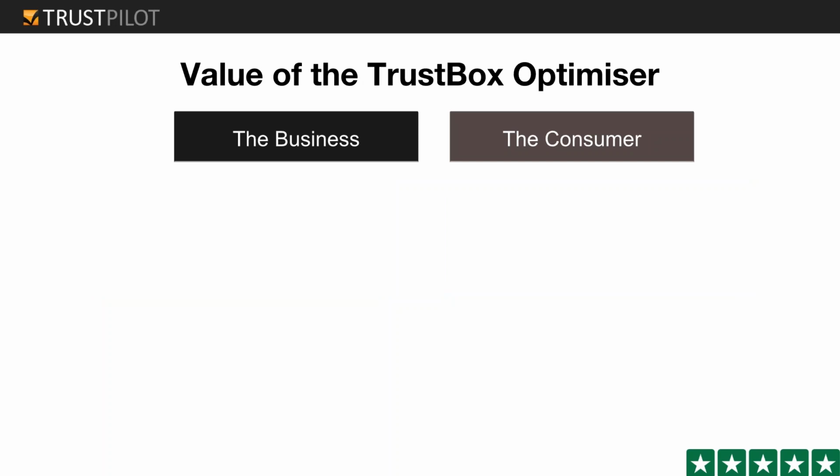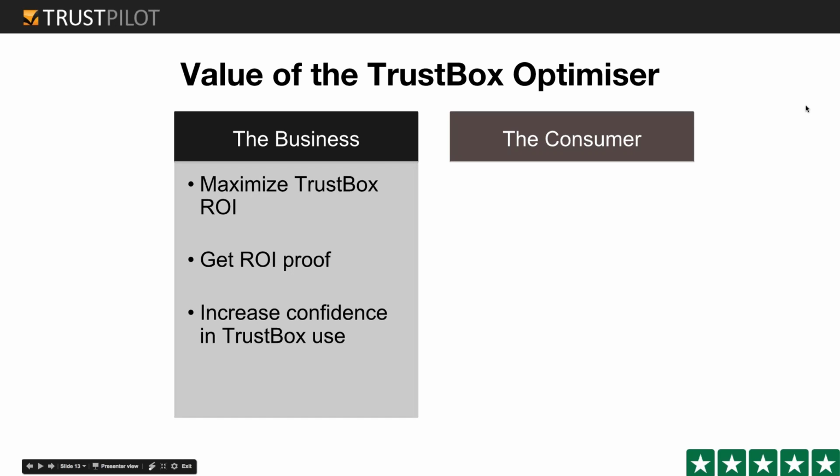So overall, just to summarize what we've gone through here, the value of the optimizer overall comes in two main perspectives. So if we look at it from the business's perspective, there's three main value points here. Maximizing ROI on the actual trust box. So if you are going to have review content within your consumer buying journey, you want to see that it is actually providing some kind of return, and you want to get proof of it. Ultimately, that results in businesses generally being more confident in actually using Trustbox integrations on their site.